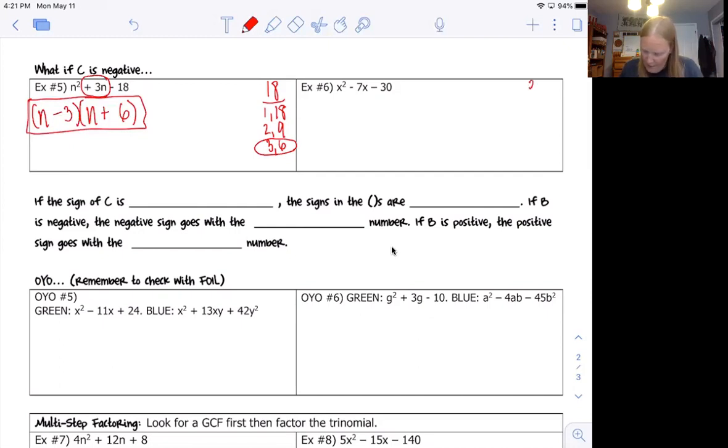Let's look at factors of 30. So 1 and 30, 2 and 15, 3 and 10, 5 and 6.